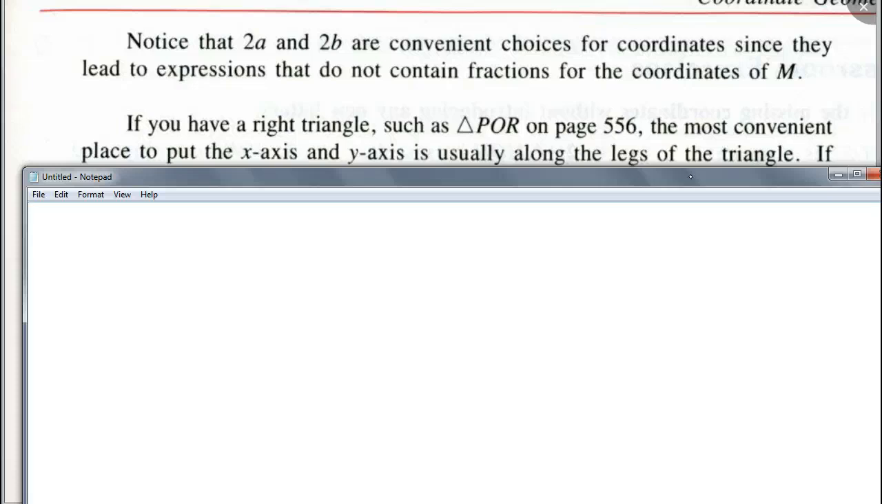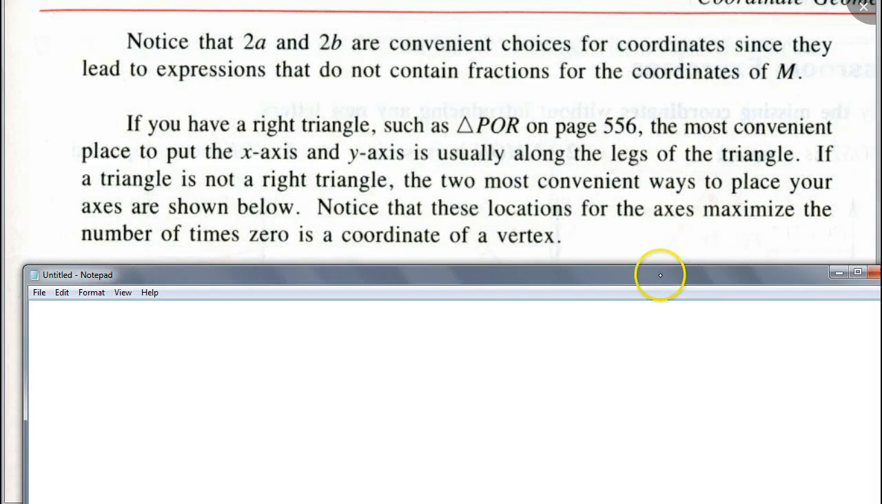All right, okay, hold on. Austin, can you read this for us? If a triangle is not a right triangle, the most convenient way is to place the axes as shown below. This is the axes placement that maximizes the number of zeros as coordinates. So we want to maximize the number of zeros in the coordinates. Okay, and it makes sense.